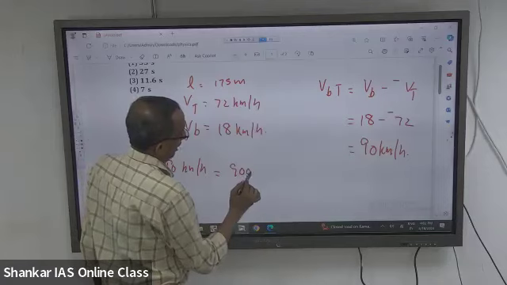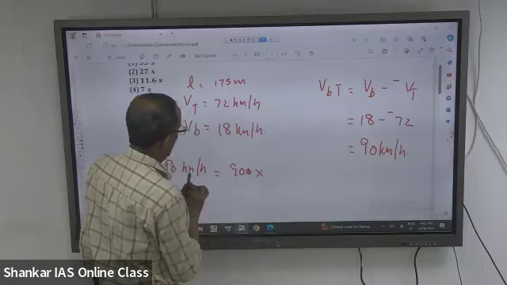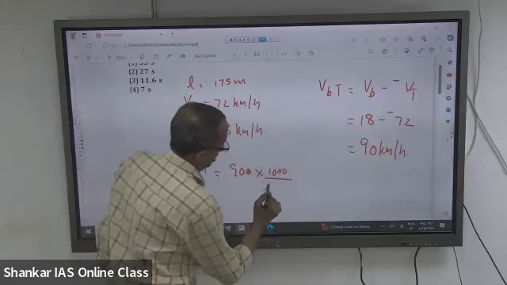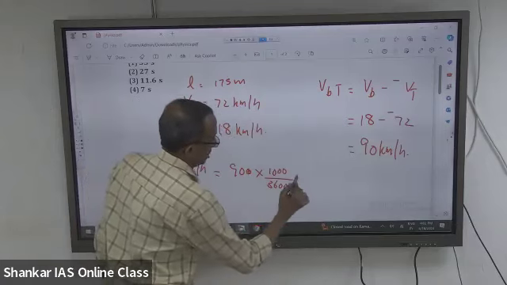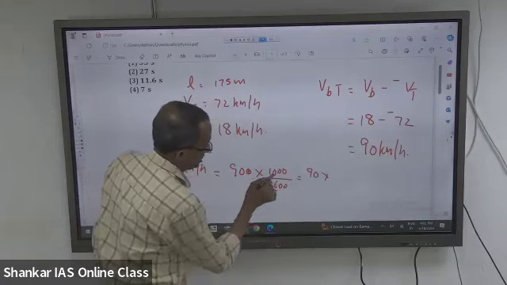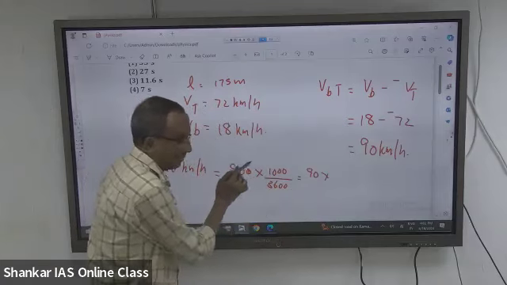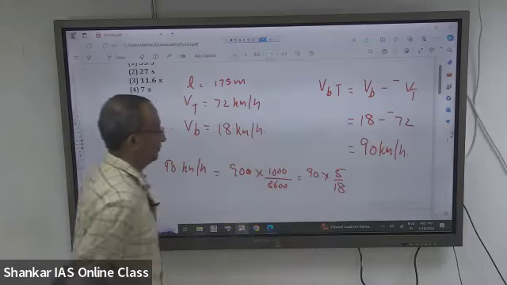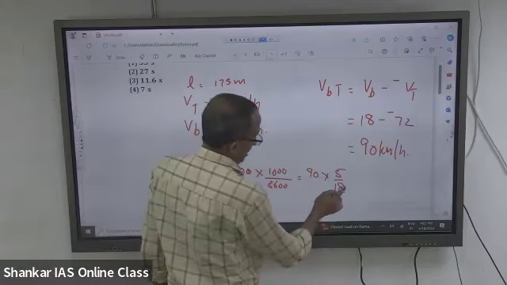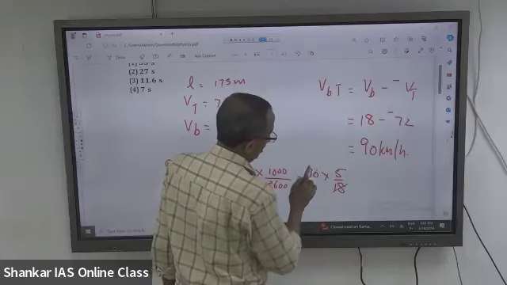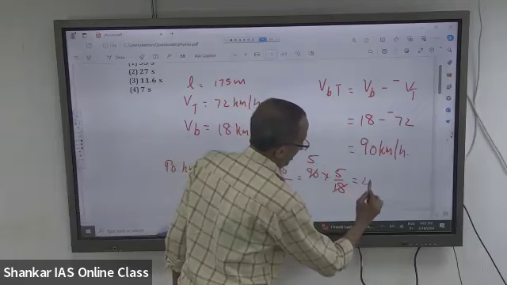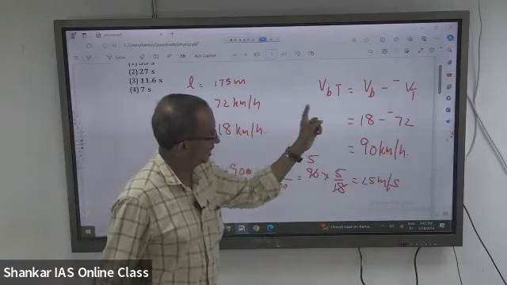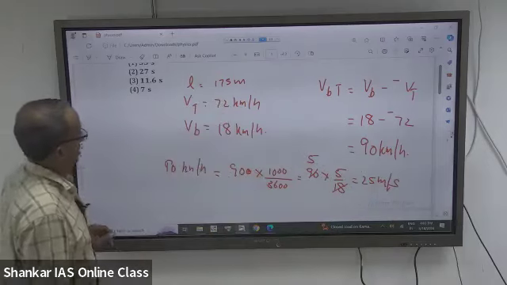90 into 1 kilometer is 1000 meters, 1000 meters divided by 1 hour is 3600 seconds. So this will be equal to 90 into, zeros cancel, 10 by 36 will come. 10 by 36 will again cancel as 5 by 18. So 90 into 5 by 18. 18 cancels 90, 5 will come. So the relative velocity we are getting is 25 meter per second. The relative velocity of bird with respect to train is 25 meter per second.